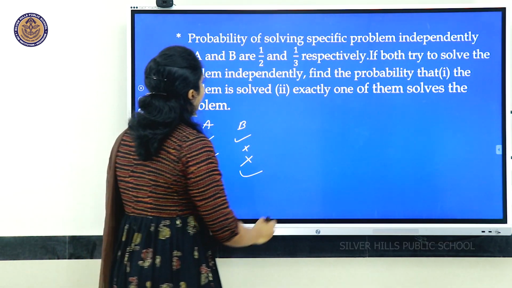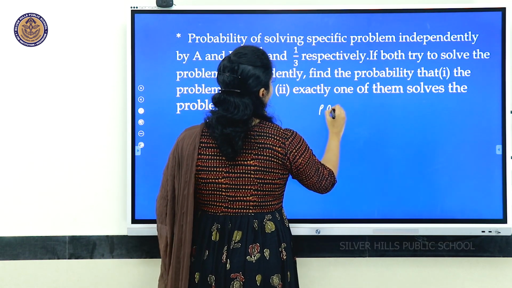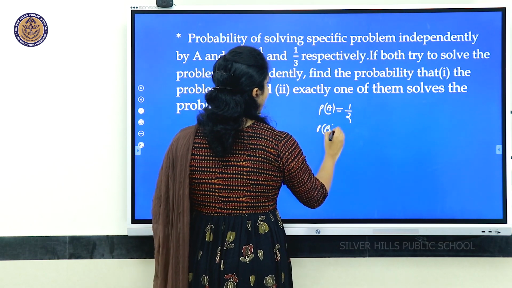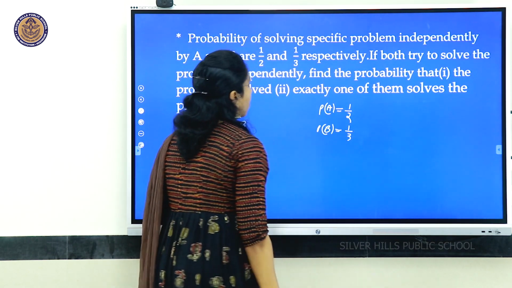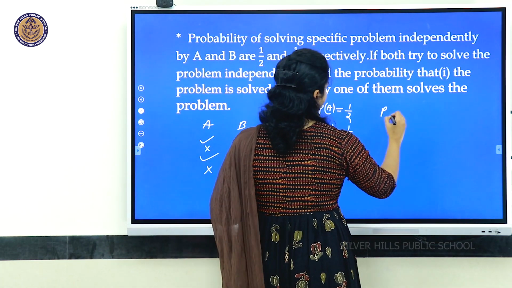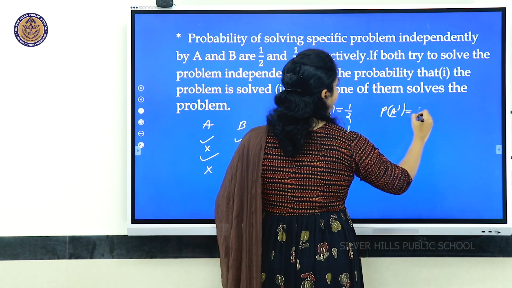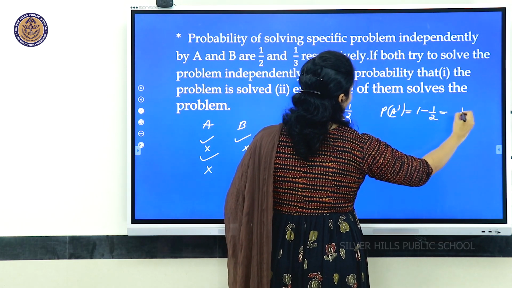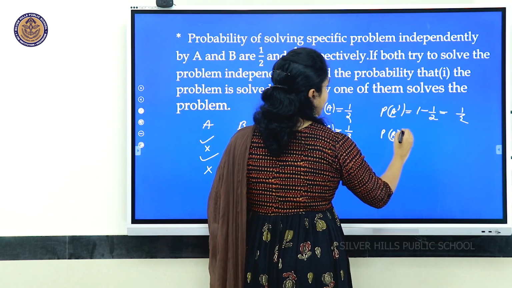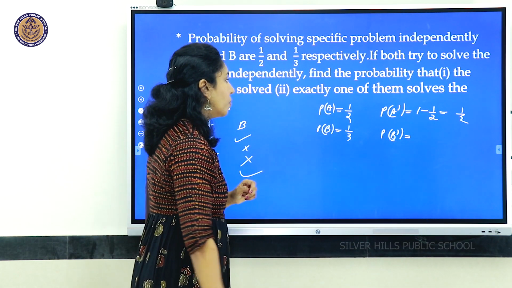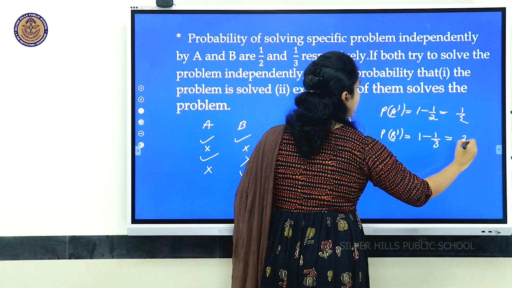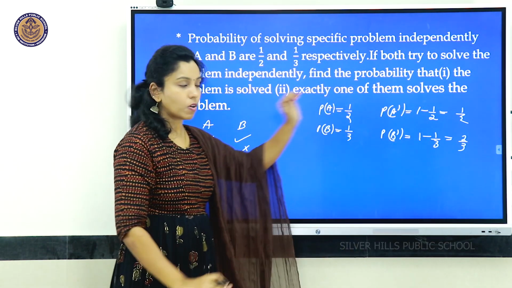And it is given that probability of A solving the problem is 1 by 2, and B solving the problem is 1 by 3. Okay. So, if A solving the problem is 1 by 2, let us find A complement also. What is that? 1 minus 1 by 2, which is 1 by 2. And probability of B complement, what is it? That is equal to 1 minus 1 by 3, that is equal to 2 by 3. So, we just keep the complements also ready.